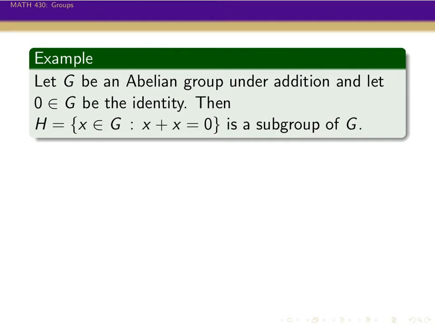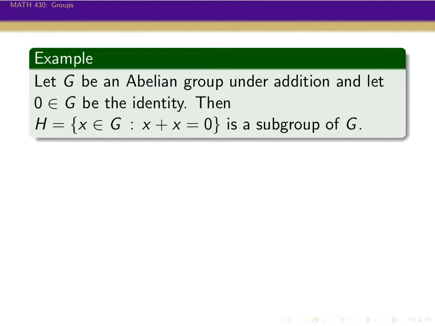So let's look at some examples using this two-step subgroup test. We're going to let G be an abelian group under addition. Since we're talking about addition being our operator, we're going to say 0 is the identity. Then my claim is that if I take all of the elements such that when you add them to themselves, you get 0, so they are their own additive inverses, this is a subgroup of G. So let's work this out. We need to show two things.